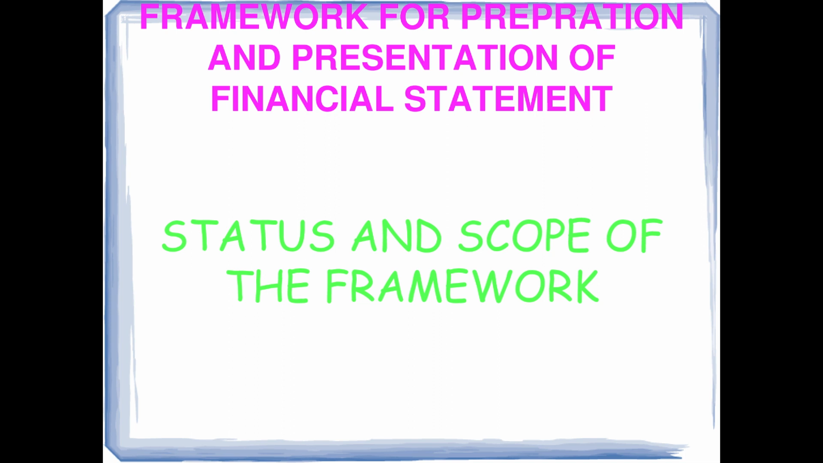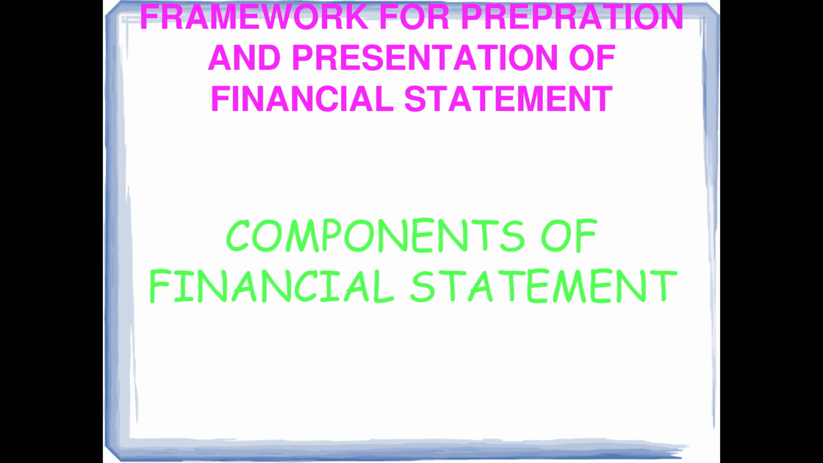Components of financial statements. A complete set of financial statements normally consists of a balance sheet, a statement of profit and loss, and a cash flow statement together with notes. Other statements and explanatory material form an integral part of the financial statements. All components of financial statements are interrelated because they reflect different aspects of the same transactions or other events.